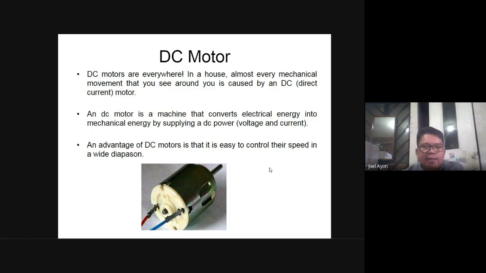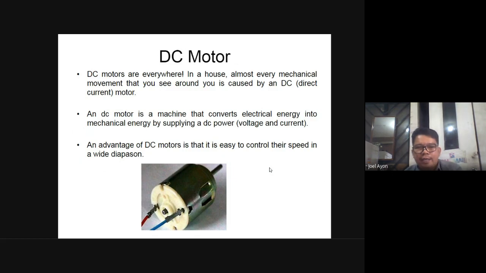But again, a DC motor is a machine that converts electrical energy into mechanical energy by supplying DC power. So, when you say DC power, it is voltage and current. What's the formula of power? Power is equal to voltage times current. So when you say power, it is not only voltage, it is also current.